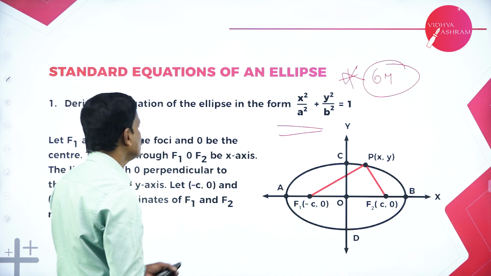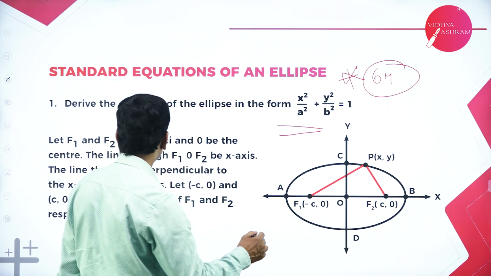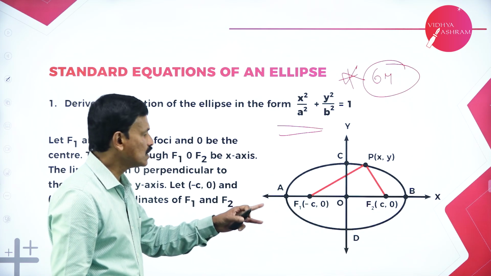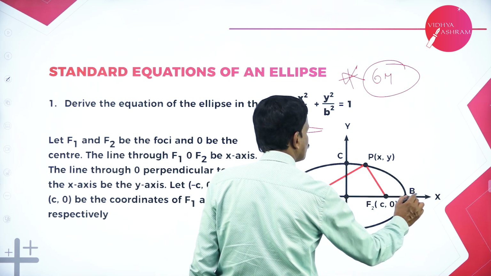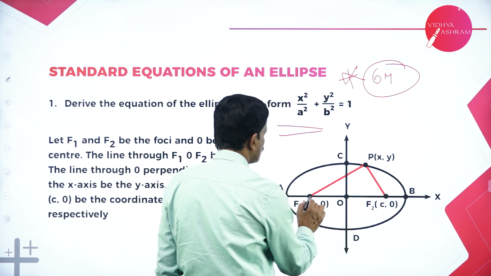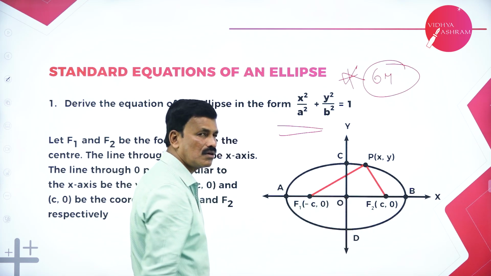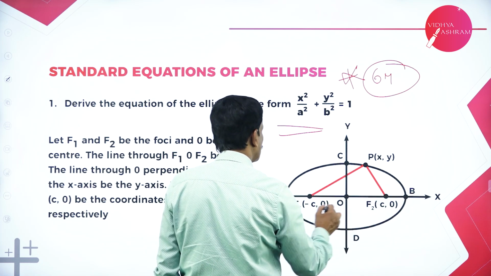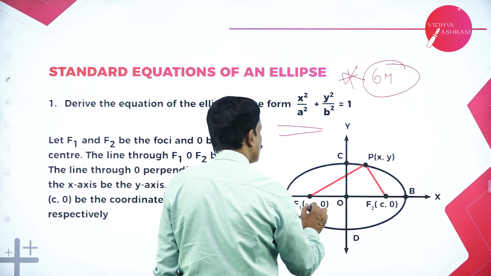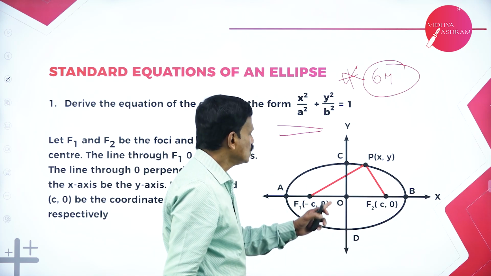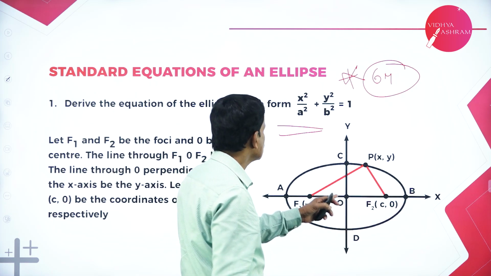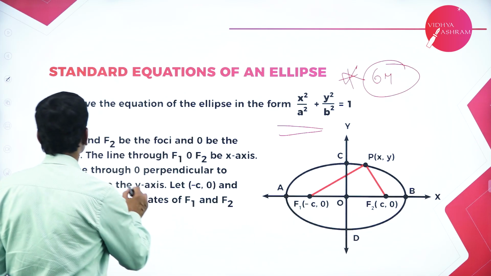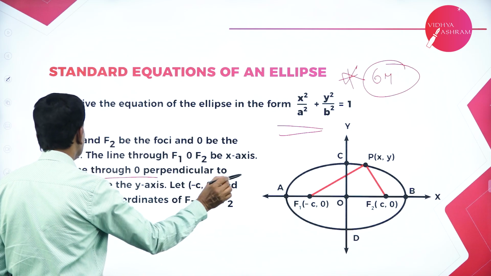Now let us consider the foci F1 and F2. F1 and F2 are the foci, O is the center. Then the line passing through F1, O, F2 is called the x-axis. And the line passing through OC, perpendicular to F1, O, F2, is called the y-axis. So here F1, O, F2 is the x-axis and OC produced is the y-axis, perpendicular to F1, O, F2.